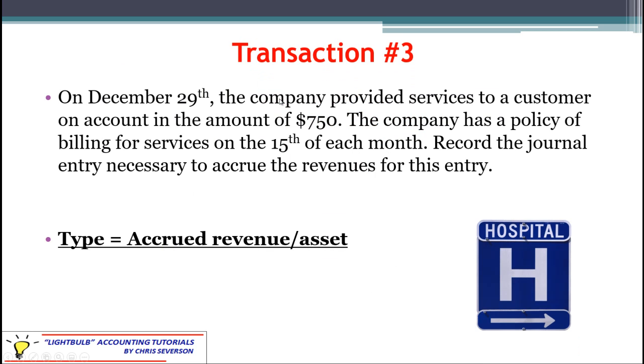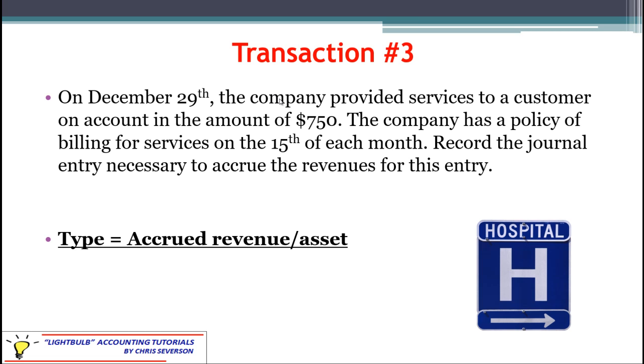Now let's talk about transaction number 3. We're going to flip over to the accrued revenue transaction. On December 29th, the company provided services to a customer on account in the amount of $750. The company has a policy of billing for services on the 15th of each month. Record the journal entry necessary to accrue the revenues for this entry.